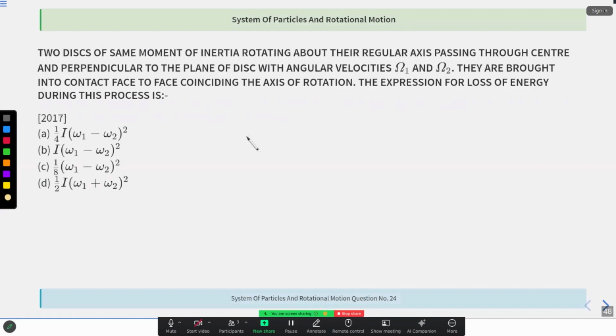Two disks of the same moment of inertia are rotating about their regular axis, passing through the center and perpendicular to the plane of the disk, with angular velocities omega 1 and omega 2. They are brought into contact face to face, coinciding the axis of rotation. What is the expression for the loss of energy during the process?